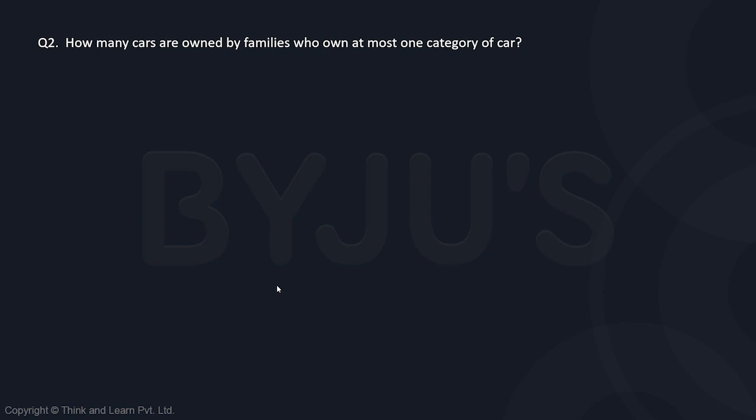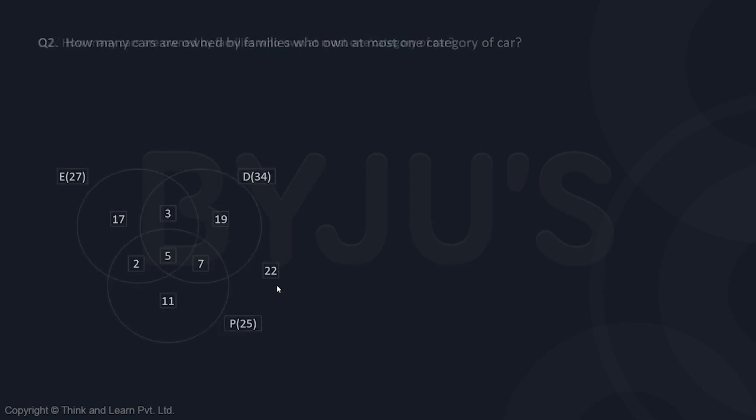How many cars are owned by the families who own at most one category of car? So at most one, that means one or less. So at most one category of car. If I look at that, how many of them are there? At most one is 19 plus 17 plus 11. So 19 plus 17 is 36 plus 11, that is 47. 47 plus 22 is 69. But the question is asking you how many cars. These 22 families have no cars.